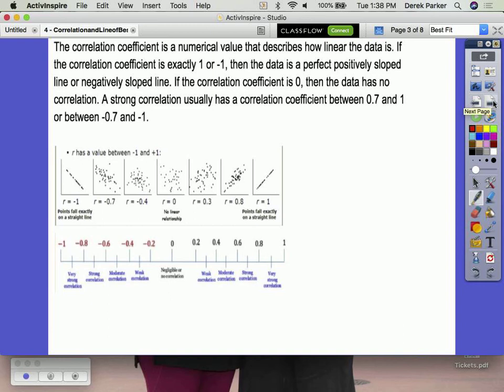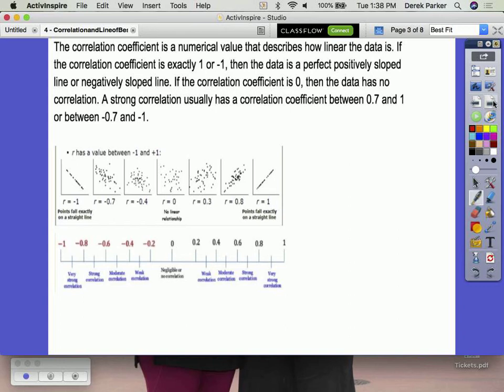The correlation coefficient is a numerical value that describes how linear the data is. If the correlation coefficient is exactly 1 or negative 1, then the data is a perfect positively sloped line or negatively sloped line. If the correlation coefficient is 0, then the data has no correlation at all. A strong correlation usually has a correlation coefficient between 0.7 and 1, or between negative 0.7 and negative 1.